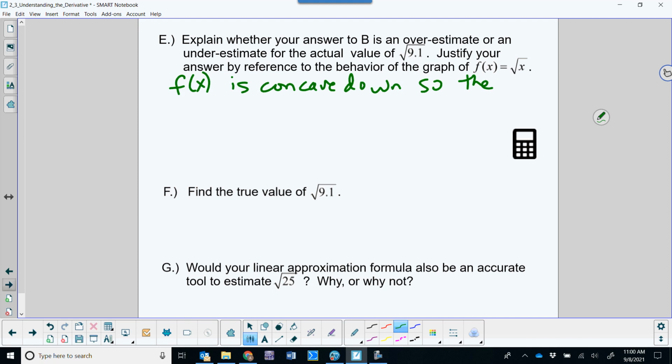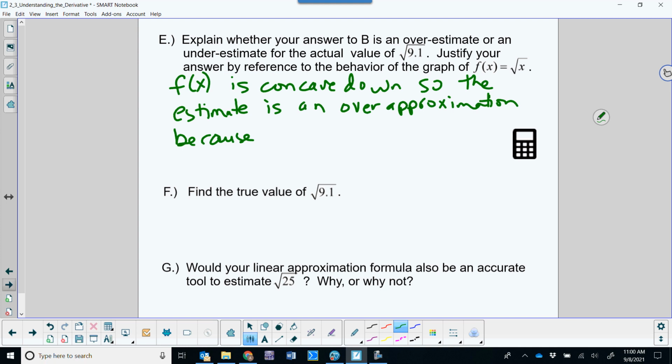So the estimate is an over approximation because the tangent line lies above the function. This is an actual AP question asked all the time on free response. Is your estimate an over or under approximation? And this is the exact reason you would give. It's an over approximation because the curve is concave down, so therefore the tangent line lies above the function.